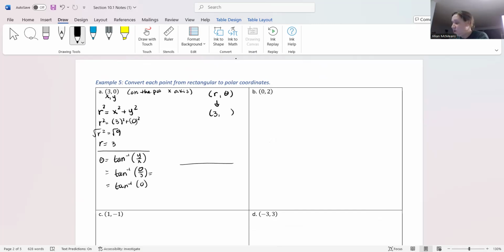So if you can kind of envision the unit circle, at 0 radians, we have the point 1 comma 0. And we know that tangent of theta is y over x. It's sine over cosine, okay? So tan of 0 radians is going to be 0 over 1 or 0. So theta is just going to be 0. Let me write it properly.